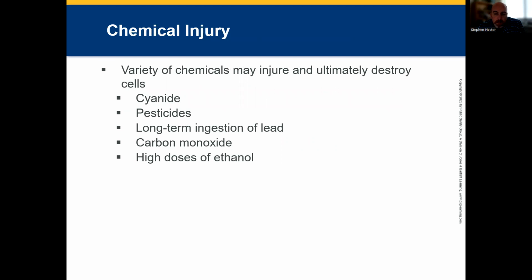Chemical injuries could be cyanide, which induces hypoxia, pesticides, which prevent proper transmission of nerve impulses, long-term ingestion of lead that leads to brain injury and neurologic dysfunction, carbon monoxide, which prevents adequate oxygenation of the tissues and cells, and high doses of ethanol, which produces severe CNS depression and hyperventilation.